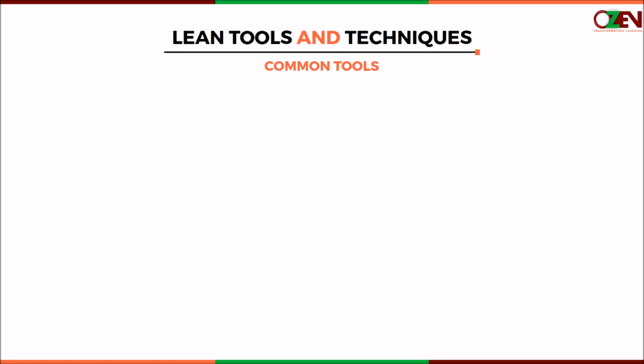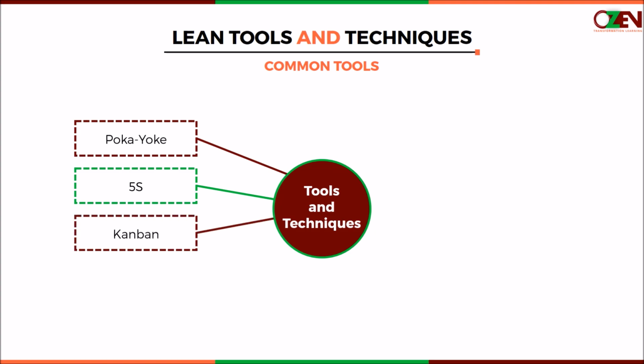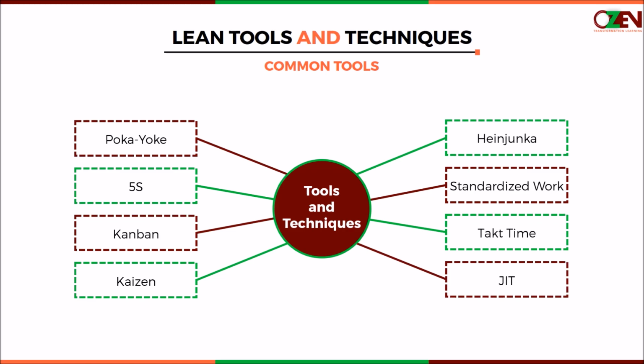Take a detailed look at the different lean tools and techniques that help in reducing the waste and improving the processes. The common lean tools and techniques are Poka-yoke, 5S, Kanban, Kaizen, Andon, standardized work, takt time, and JIT.